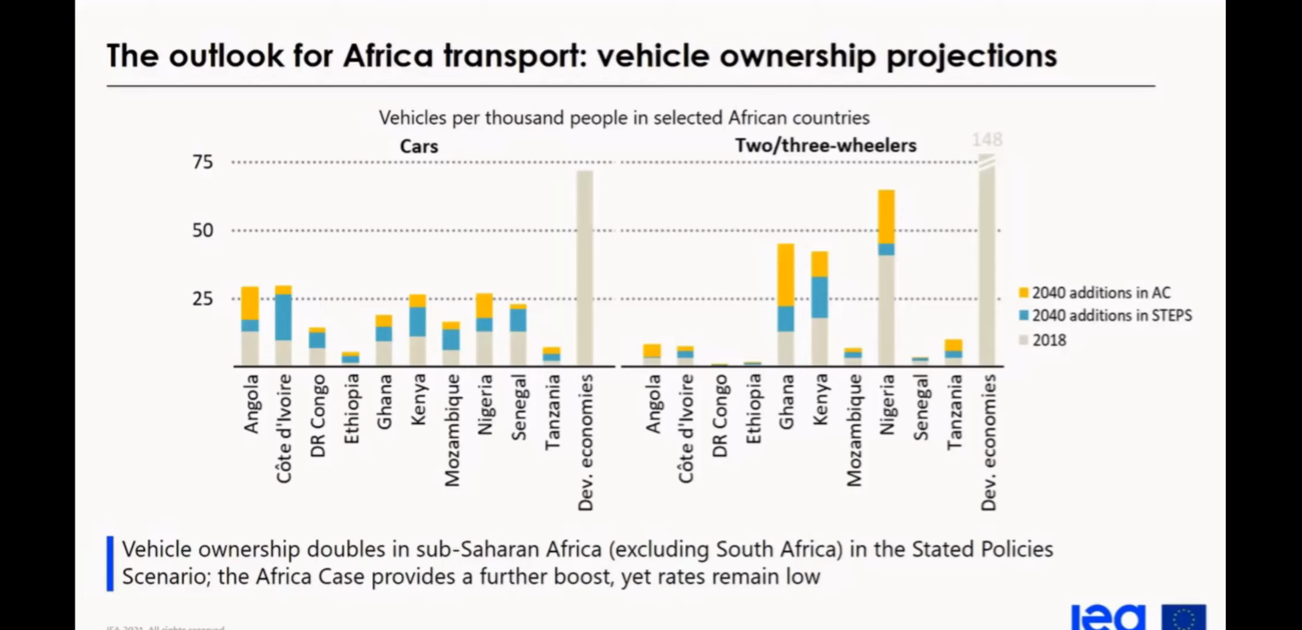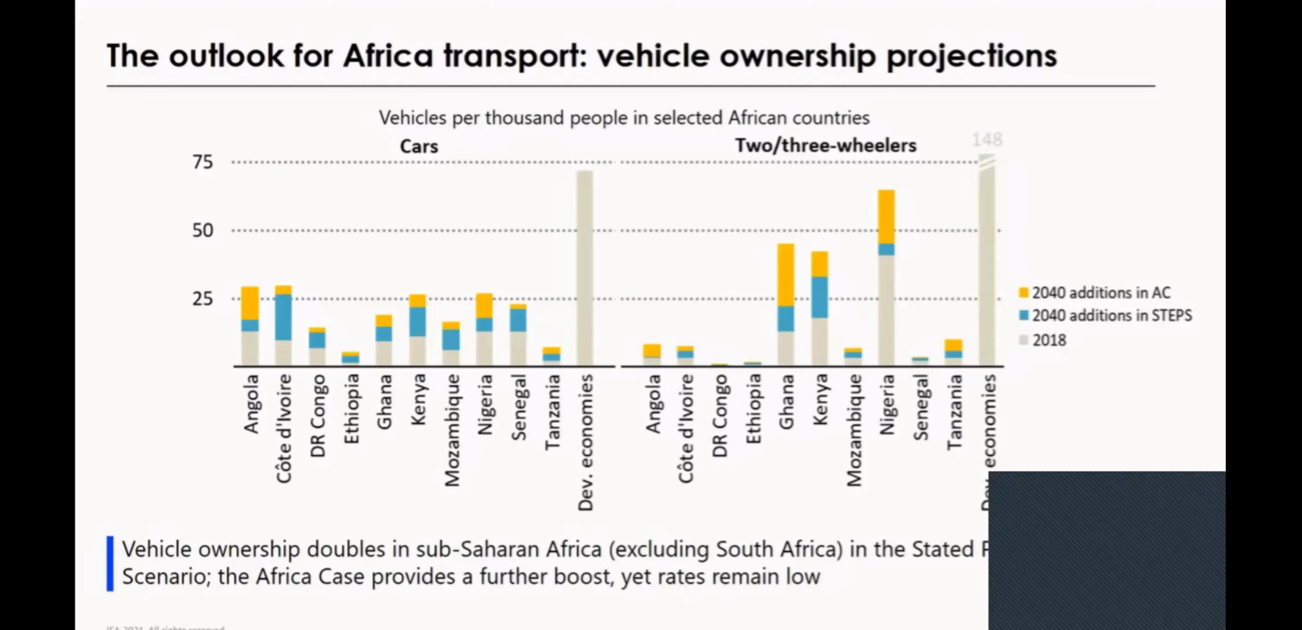And you have countries like Ghana, where the number of two and three wheelers per thousand people is expected to triple. We also need to remember that this is per thousand people and the population itself will grow. So there is expectation of much more cars, much more two, three wheelers in the roads in Africa in the coming decades.